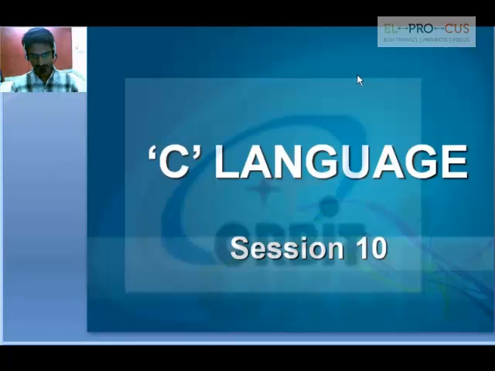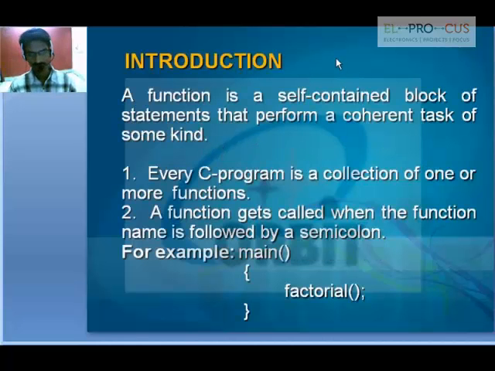Today's class we'll go for the 10th session, that is functions. Introduction of function. A function is a self-contained block of statements that performs a coherent task of some kind. In a function we usually place some code which is done when we call the function. Every C program is a collection of one or more functions. A function gets called when the function name is followed by a semicolon.